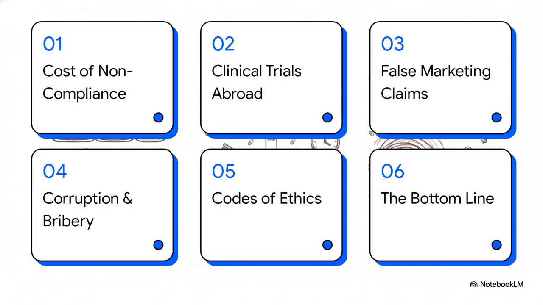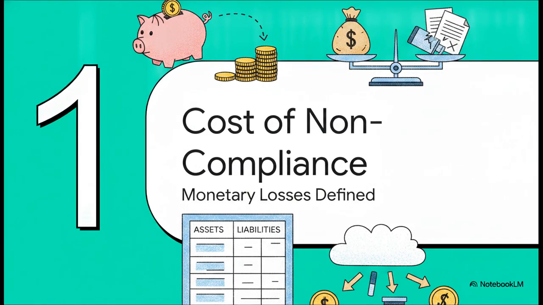Okay, here's our agenda for today. We're going to quickly cover 1. The cost of noncompliance, 2. Clinical trials abroad, 3. False marketing claims, 4. Corruption and bribery, 5. Codes of ethics, and finally, 6. The bottom line.